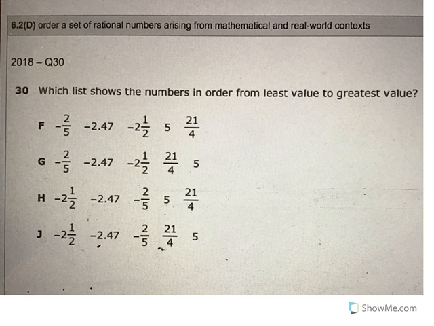All right, which of these shows the numbers? This is 6.2D, from the 2018 test. Which list shows the numbers in order from least to greatest? Now, always pay attention to what they're asking, because I'm sure you've made a mistake, like I have when I rush through something. Pay attention. Are they asking from least to greatest or greatest to least?